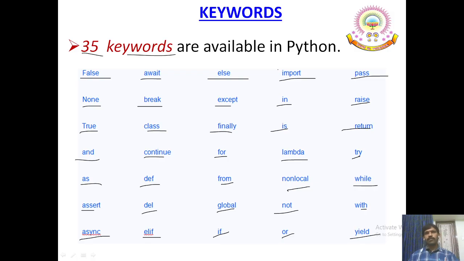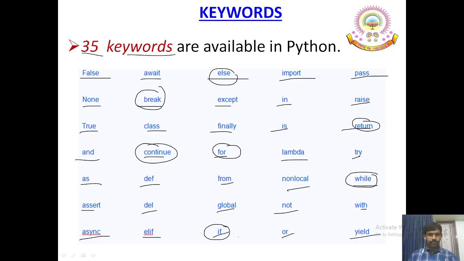Out of these, lots of keywords are not there in C language. Totally 35 keywords are there. The words that were available in C programming were break, else, return, continue, for, while, and if. That's all. The remaining words are all new to our programming knowledge.